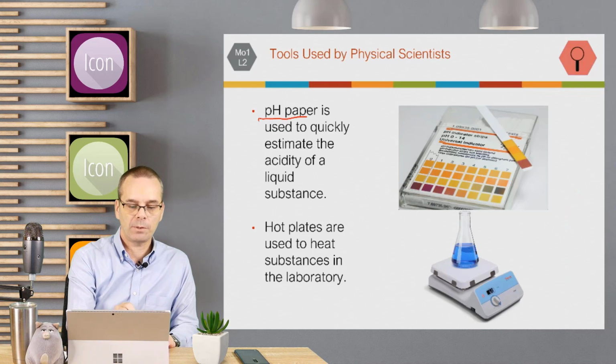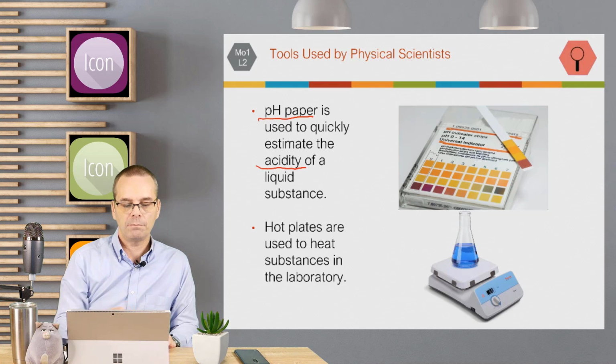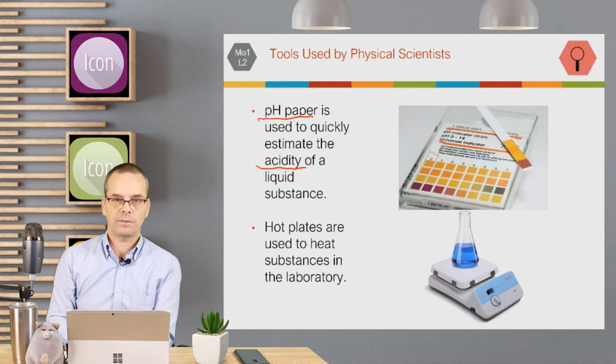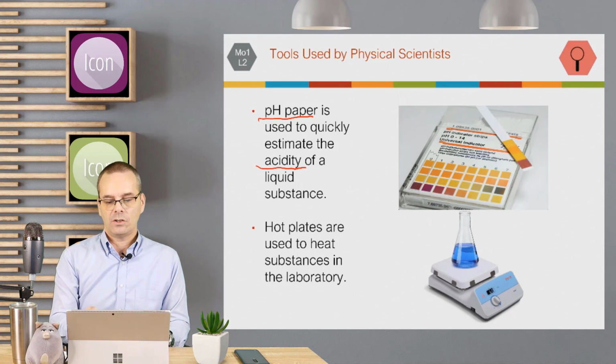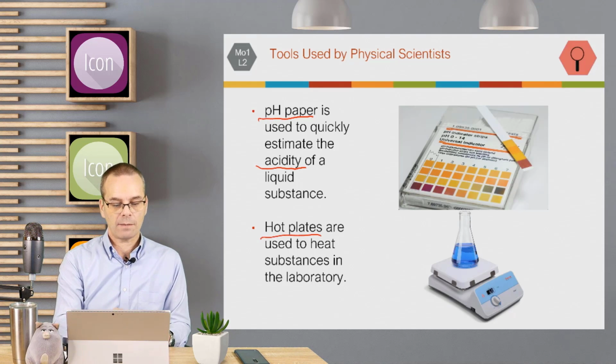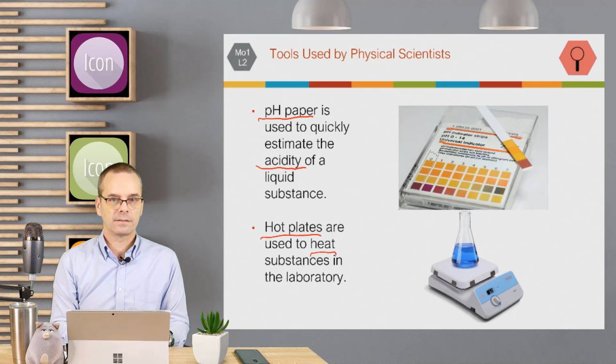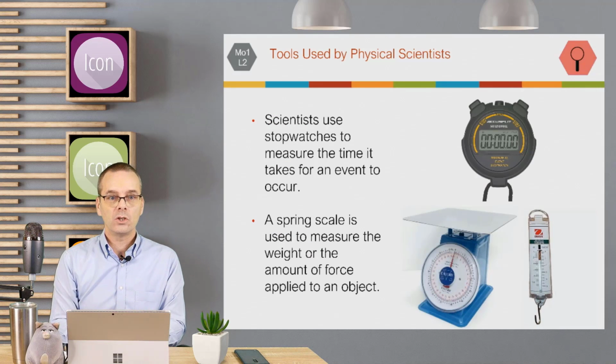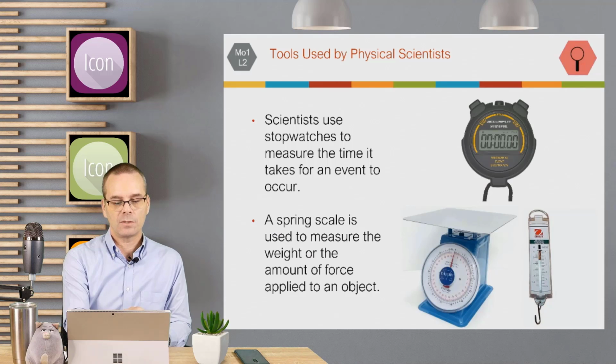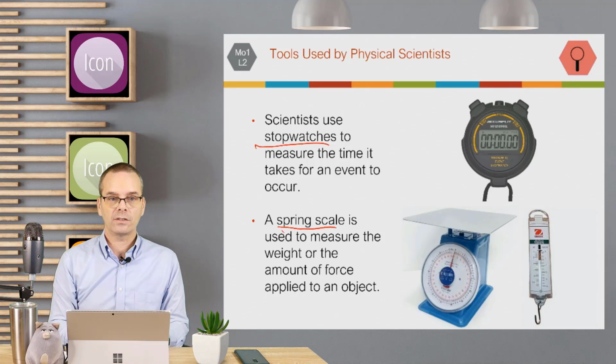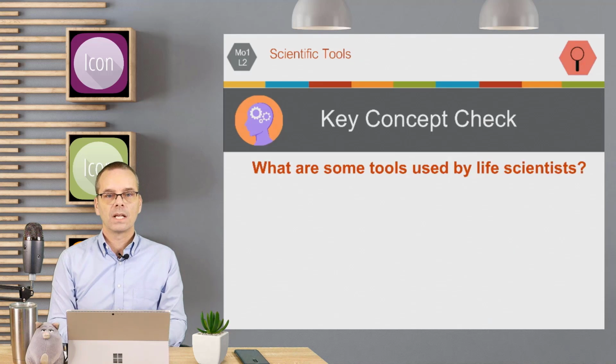You have pH paper. pH paper measures the acidity of a liquid substance. So your science lab will have those. You also have hot plates, and they are used to heat things. Be very careful with hot plates, or Bunsen burners is another one. Just be very careful, because anything that's hot obviously is dangerous. You also will use stopwatches to measure time. You will use spring scales maybe to measure weight or the amount of force on an object.